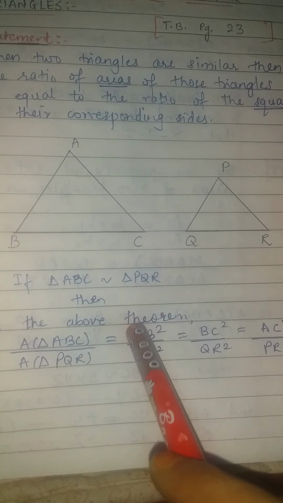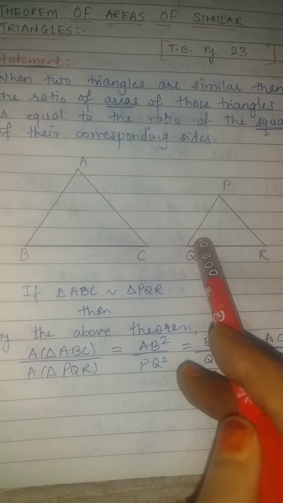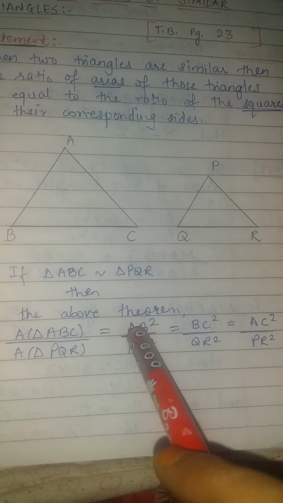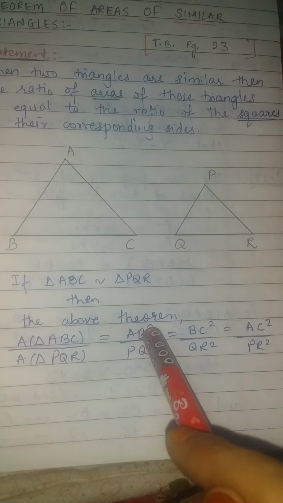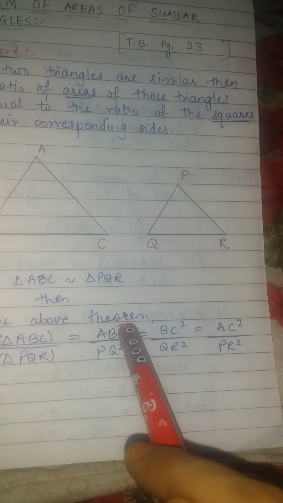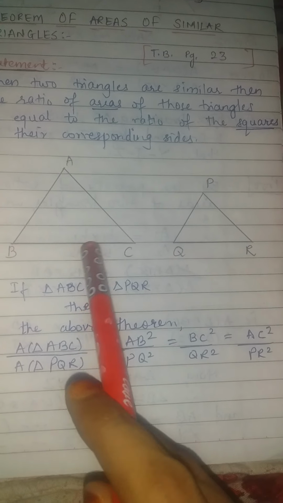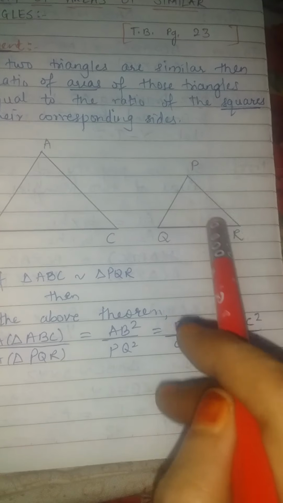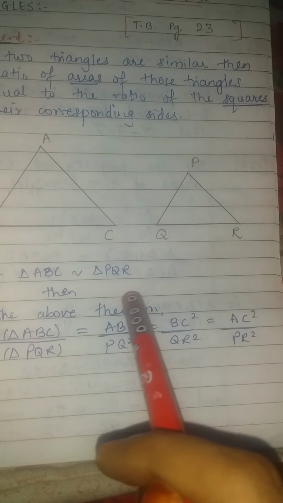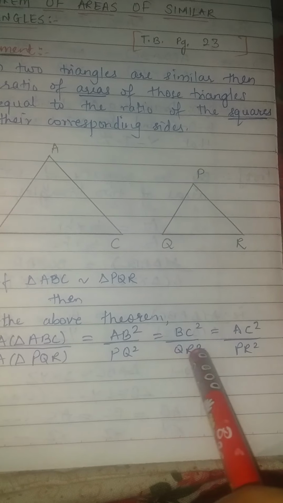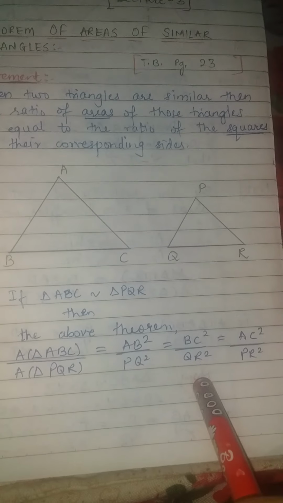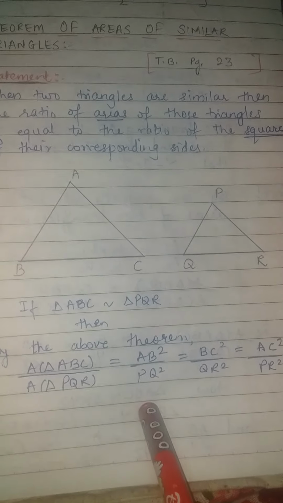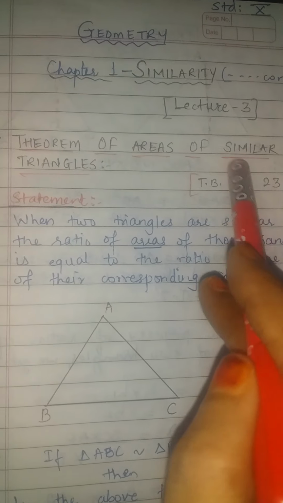For example, if we select the first pair of sides as AB upon PQ, then we take the ratio of the squares of these sides, that means AB square upon PQ square. Similarly, the second pair, BC square upon QR square, which will be further equal to AC square upon PR square. So you can take any one of these sides from the three sides as per the requirement of the question. Fine. So if the triangles are similar, then the ratio of their areas is equal to the ratio of the squares of their corresponding sides. This is called the theorem of areas of similar triangles.